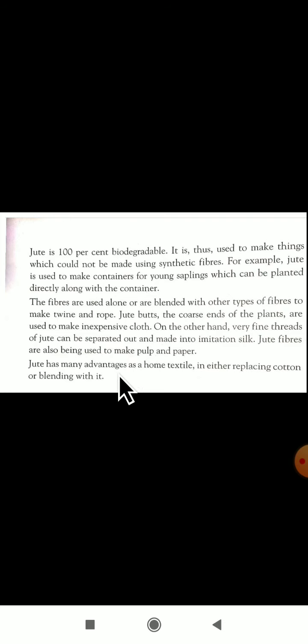Jute has many advantages as home textile in either replacing cotton or blending with it. Yes, again where is it used? It is used in home textile, nothing but mats and all. In that also it is used.